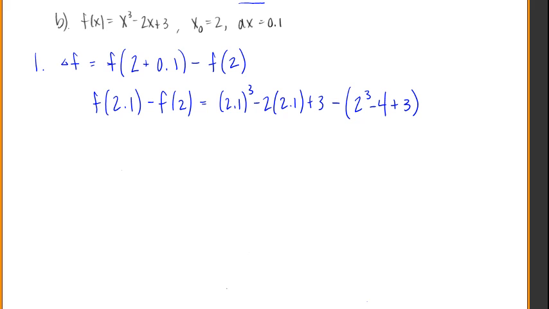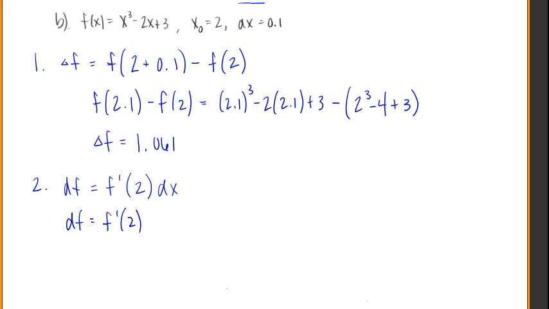Okay, so when we look at this all together, what we're going to get for the value for the change in f looks like 1.061. Okay, so number 2, what we have to do now is use our derivative. Okay, so df, it's like the derivative of the function with respect to x. It's going to be the function evaluated at our x naught, which is the function evaluated at 2, the derivative, and then times dx. Okay, so df is going to be f prime of 2 times dx, which is 0.1.